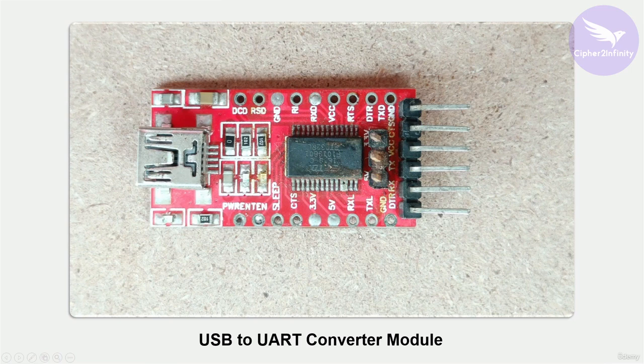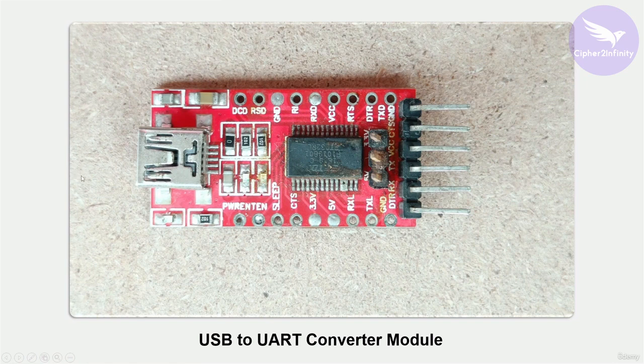The reason is we can't connect the microcontroller's UART interface directly to the computer because the computer has no such provision. But the computer does have a USB port. So we need some kind of converter which will convert the UART data to USB data, and this particular IC is responsible for that. For example, if the controller is sending some data over the TX line, then this IC is responsible for converting the UART interface data to USB interface data.